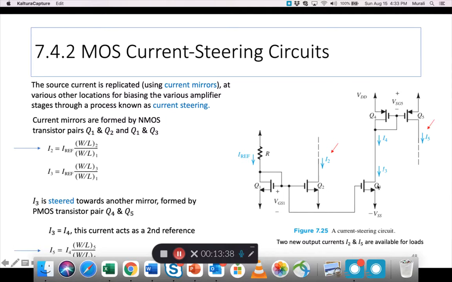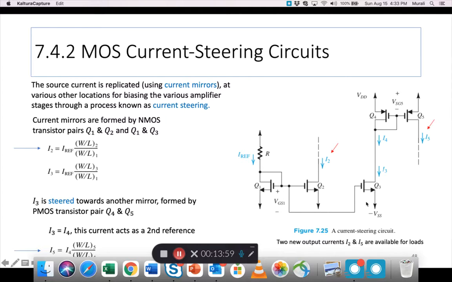But what you see here is we've created another one. So two output currents are available. One is I2, one is I5. Okay, so how is this possible? Well, first you take Q1, Q2, form a current mirror, you get one output current I2. This you know very well.